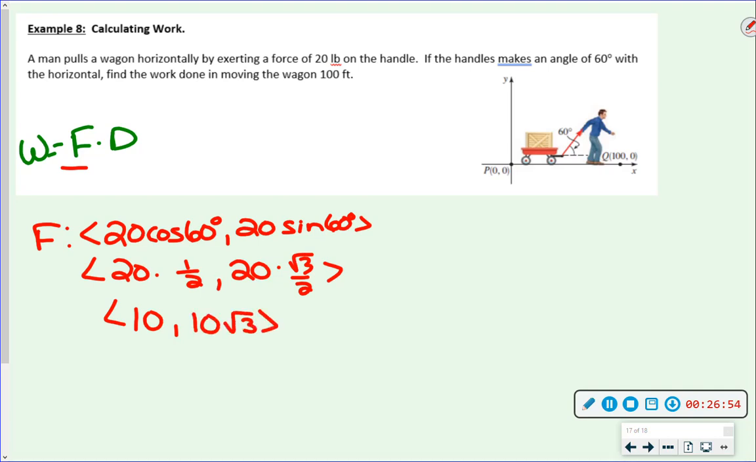Now, we need the D, the next one. Ready for that? Now, remember, this is your distance, your displacement. You're moving the wagon. Well, here's the nice thing about this one. If I'm towing the wagon, are you moving horizontally, vertically, or both? I'm just going horizontal. There's no vertical. So I know my vertical component is 0. What's the horizontal component? How far is he moving the little wagon? 100 feet.